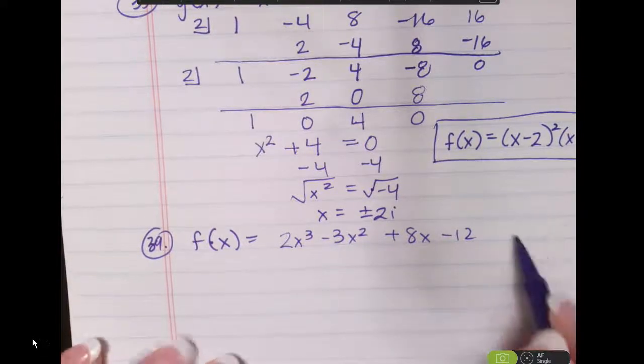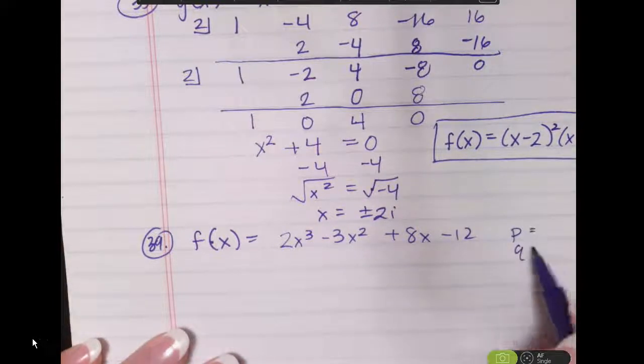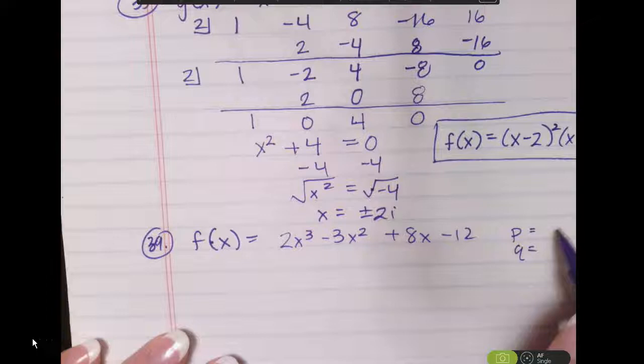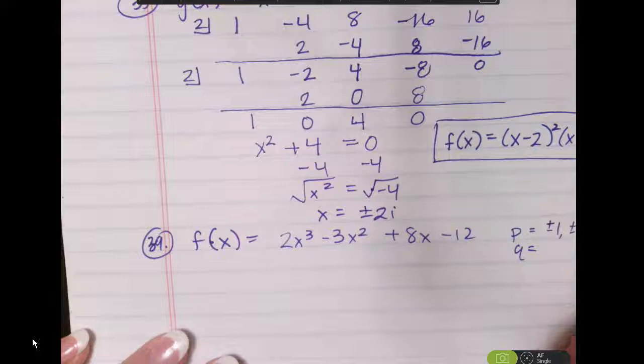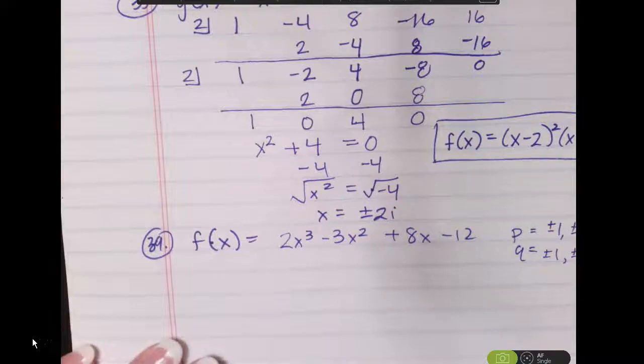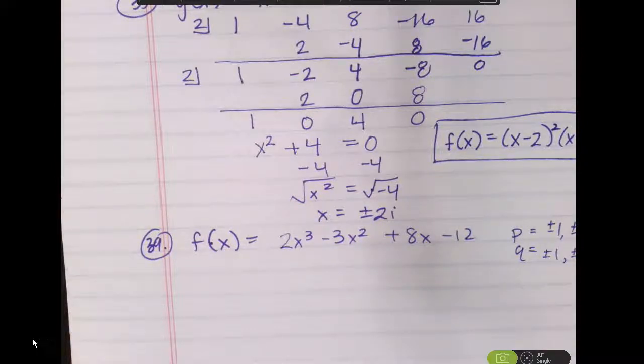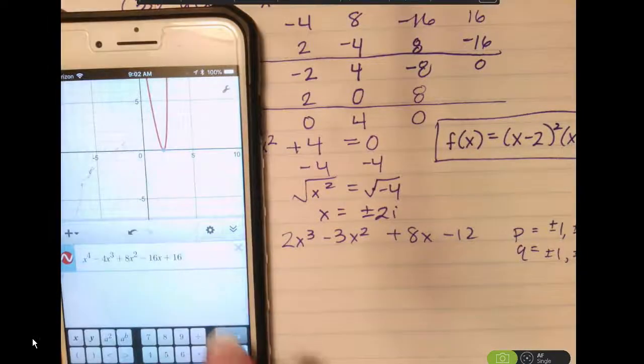So I could list all of my p's and q's, and I could have a list of potential zeros. There's a lot of them though. 1, 2, 3, 4, 6, and 12. And then for q's it's just 1 and 2. So I have 12 potential numbers that I could plug in that are zeros of this thing. So just to save time, I'm going to go ahead and plug the function in and take a look at the graph.